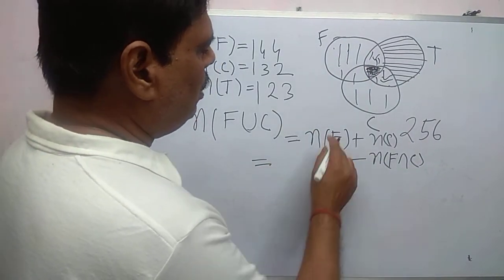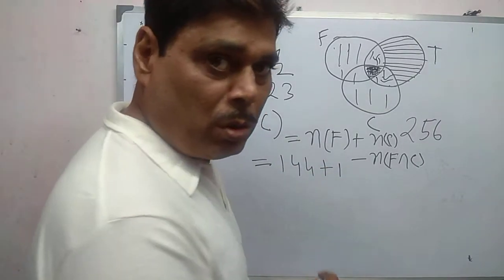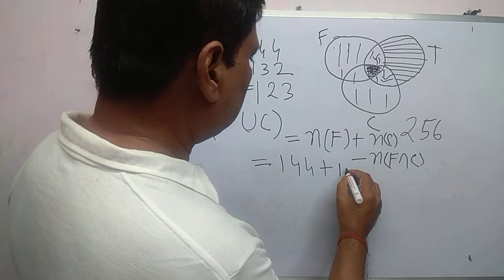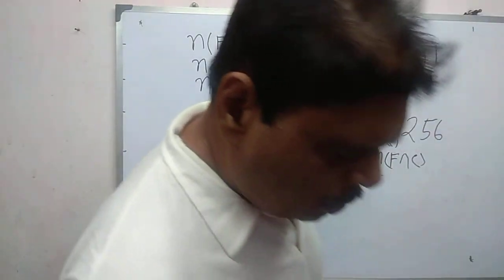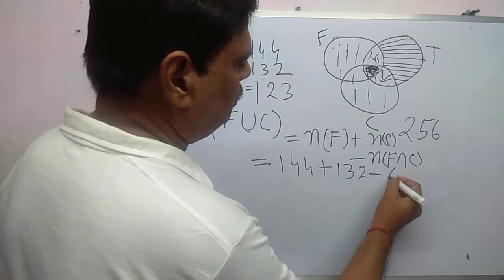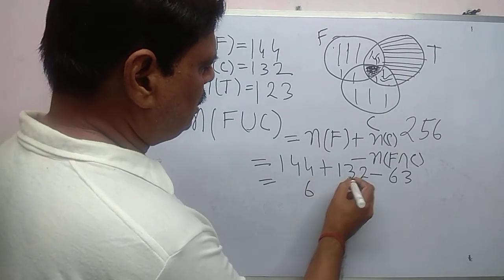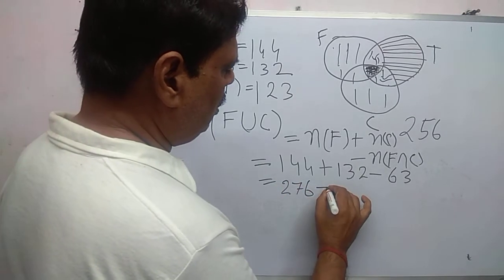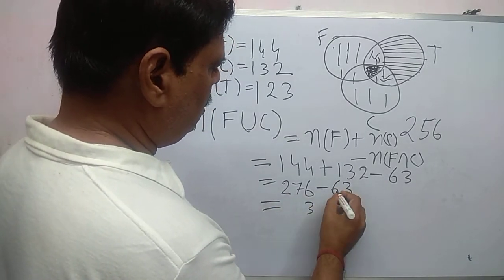So put in the values. n(F) is 144, n(C) is 132. I think the information will not create any problem. 132 minus football and cricket. Look, from the given data, football and cricket is 63. So this result is 144 plus 132, that is 276, minus 63, which gives 213.